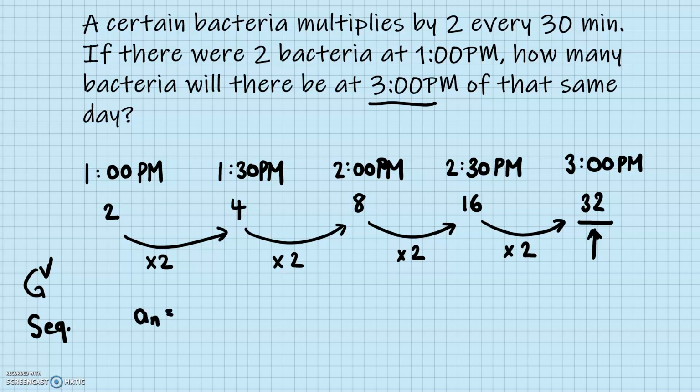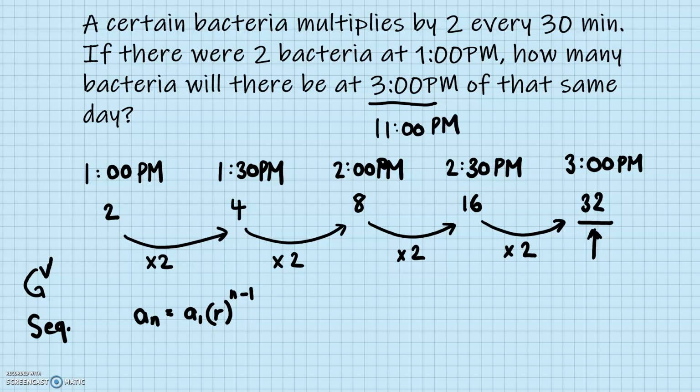The nth term of a is going to be the first term times the common ratio to the n minus 1 power. Okay, so let's say we wanted to find the 11 p.m. term.